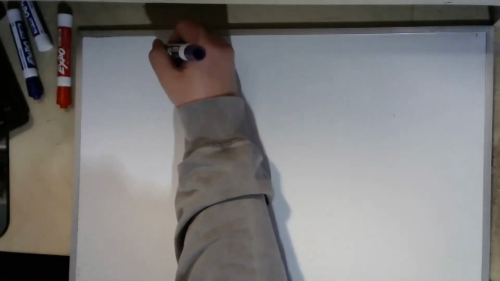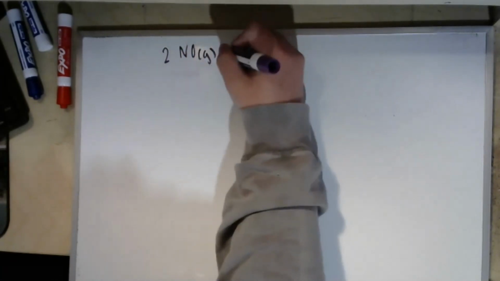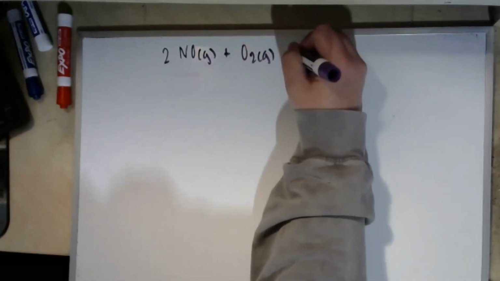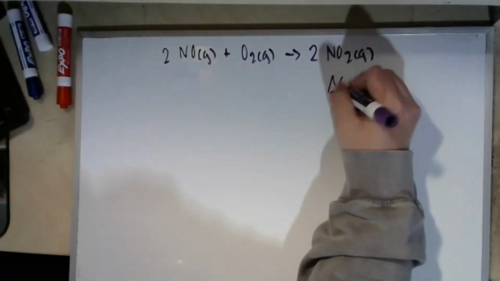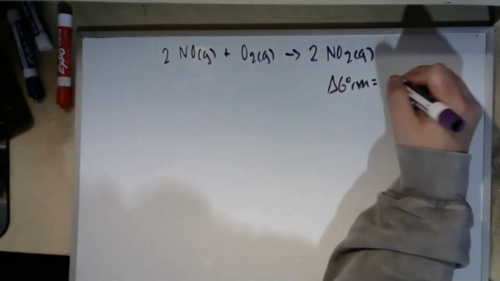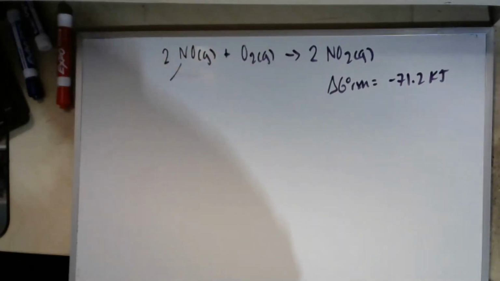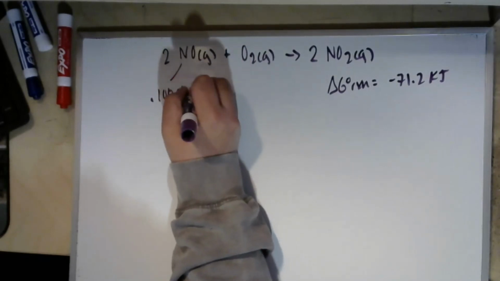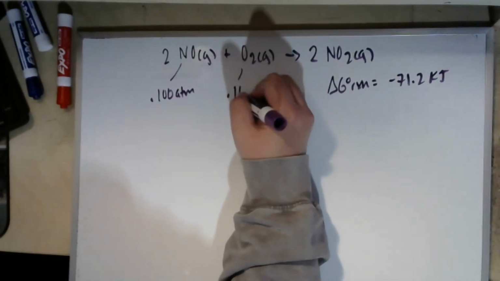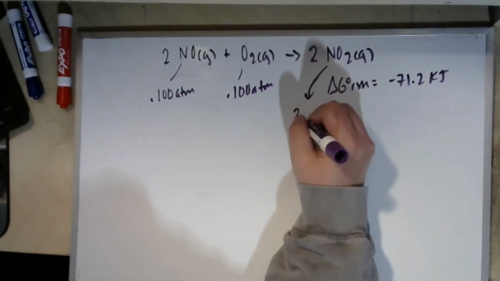Let's write our reaction out. 2 NO gas plus O2 yields 2 NO2. And the delta G here is negative 71.2 kilojoules. Okay, and here we're told that the pressures of these things, for the NO, it's going to be 0.1 atm. For the oxygen, 0.1 atm. And for the NO2, 2 atm.